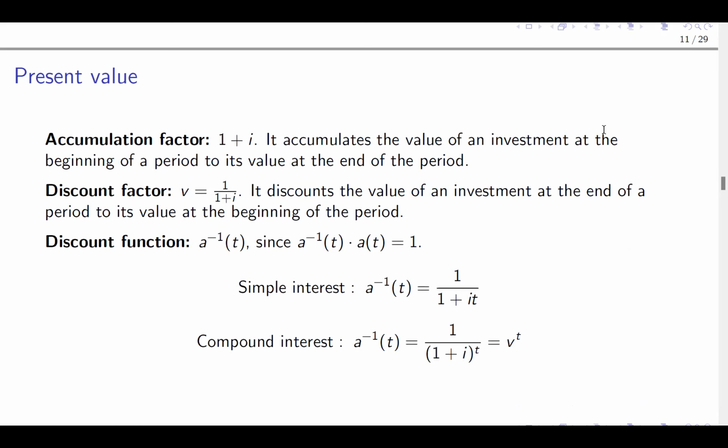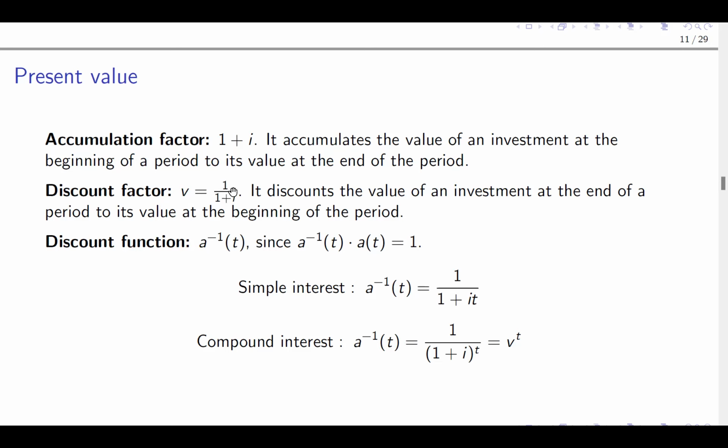So we have our accumulation factor, which is 1 plus i. It accumulates the value of an investment at the beginning of the period to its value at the end of the period. Okay. So we looked at the accumulation function a(t), which under simple interest is 1 plus it, and under compound interest is 1 plus i all to the power t. Now, this is the accumulation factor. It takes your investment to the end and helps us to know the value of the investment at the end of the period.